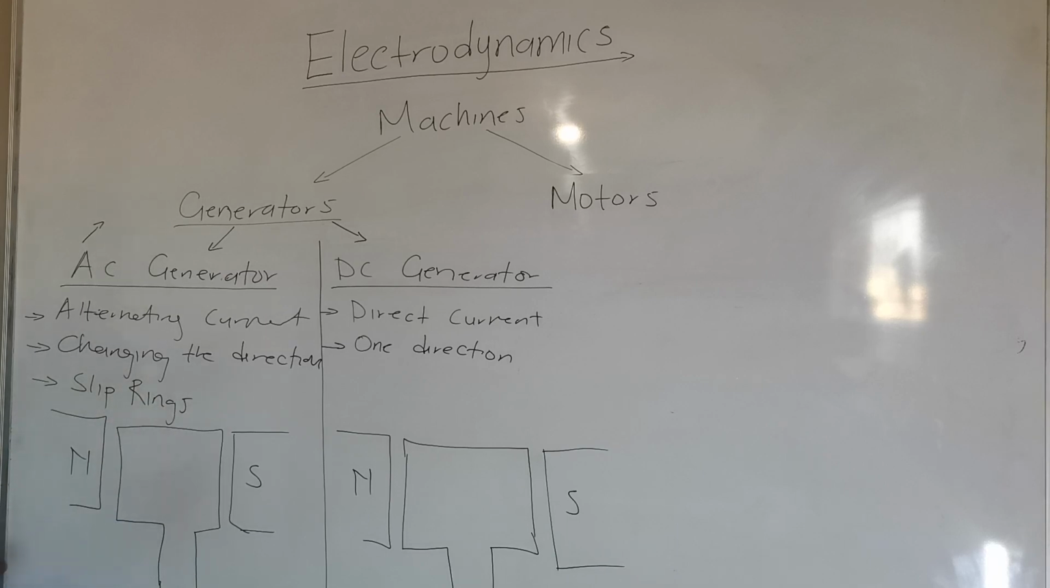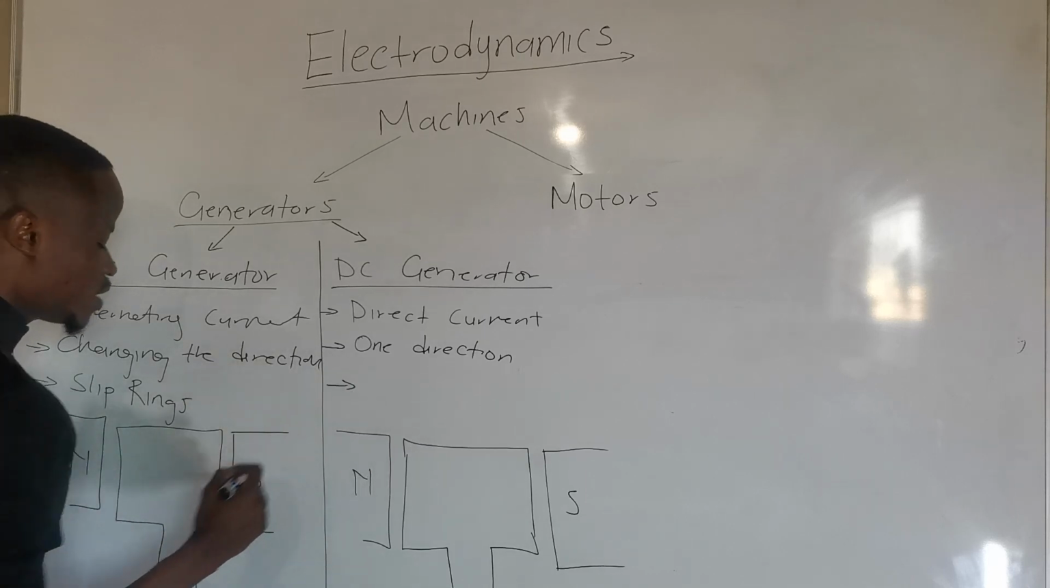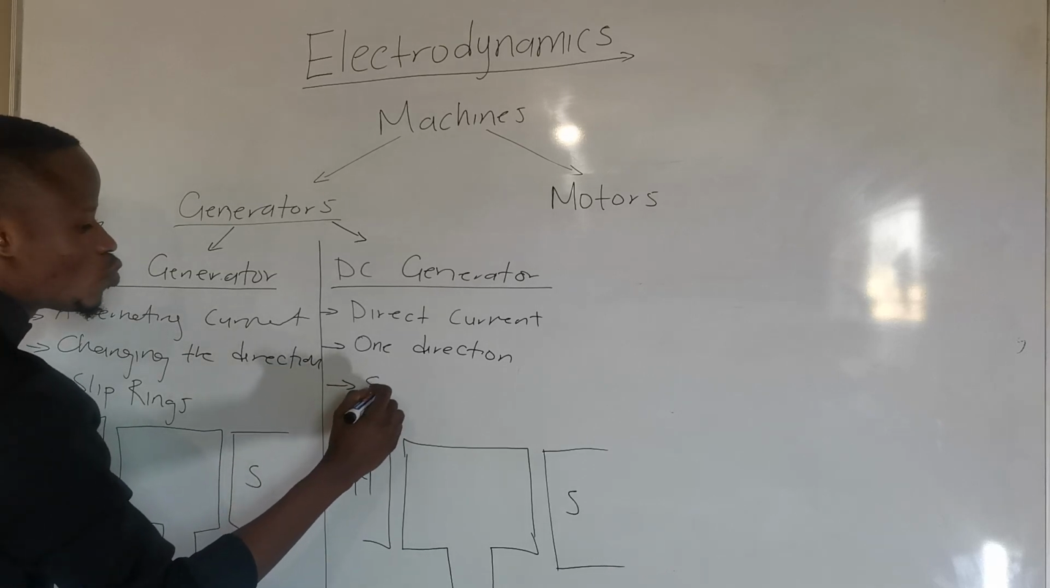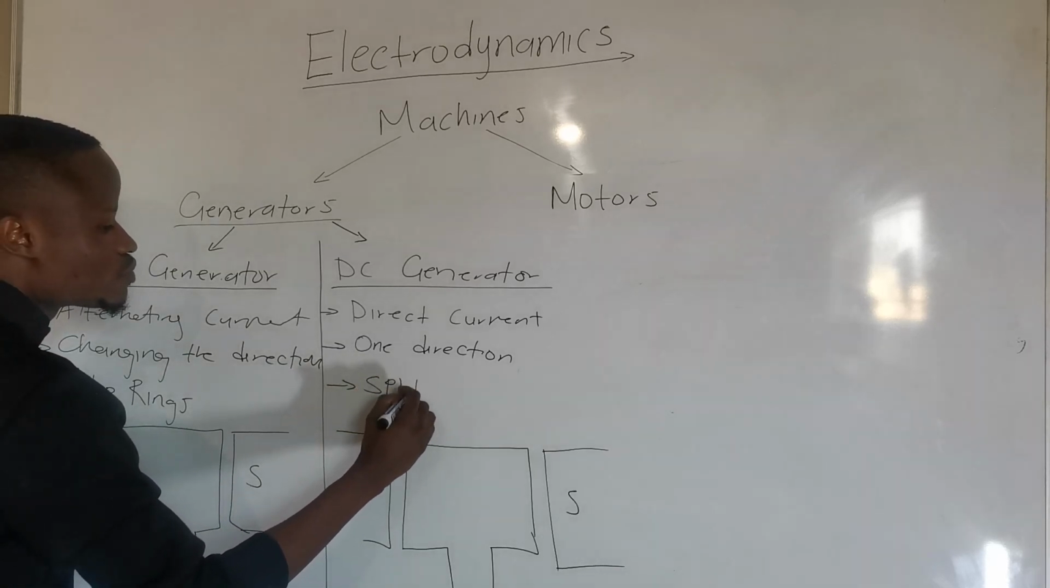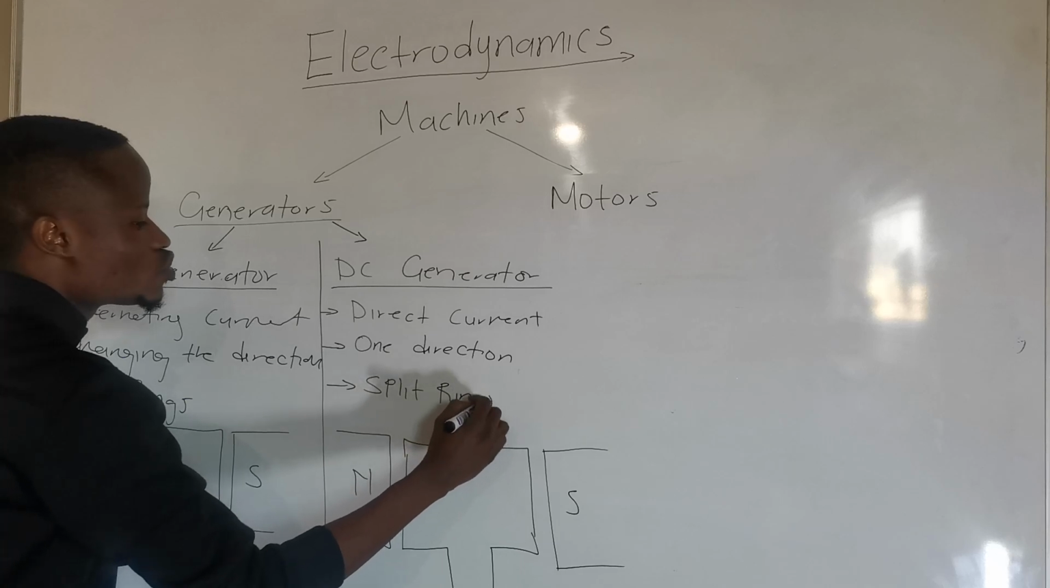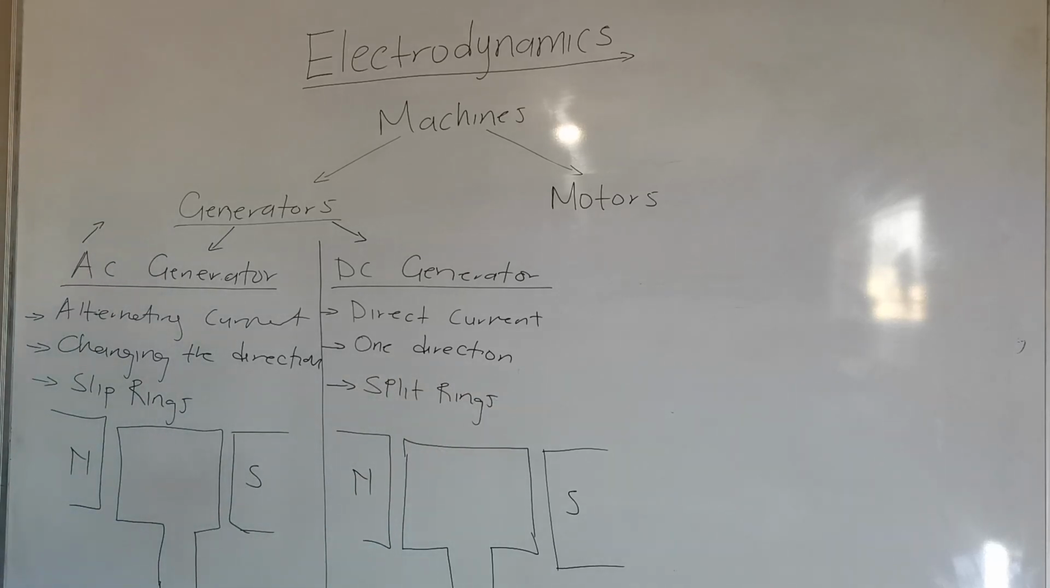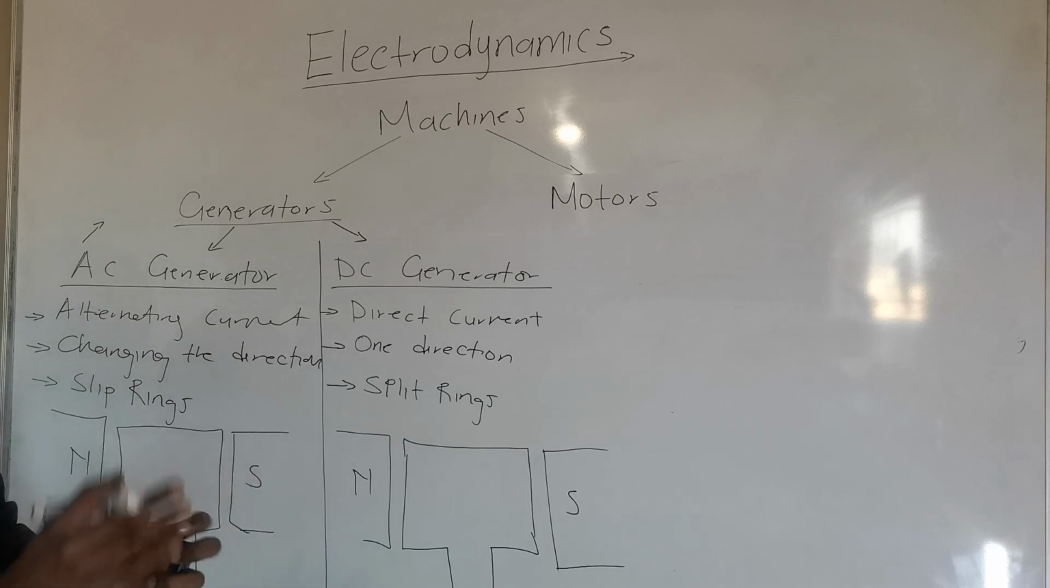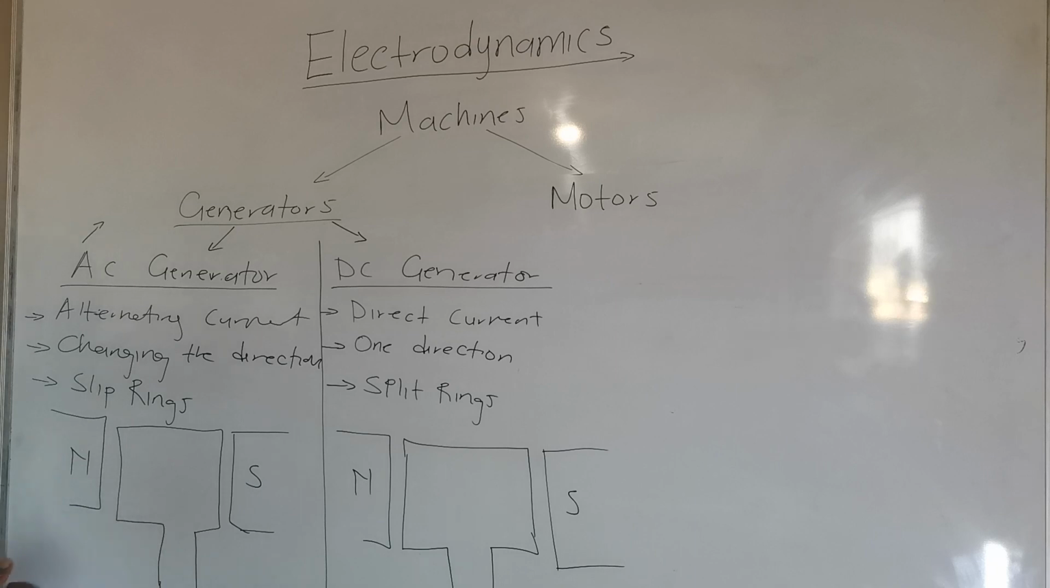On this one, we are going to have what we call the split rings, commutators, though they prefer to call them commutators. I just prefer simple things. These are the split rings. Sorry guys, there is noise coming from outside, we cannot control that. Then again here, we are going to have the split rings. Split, you know, if you split something, you are dividing it into two.